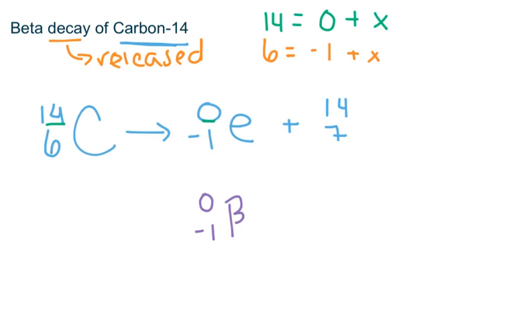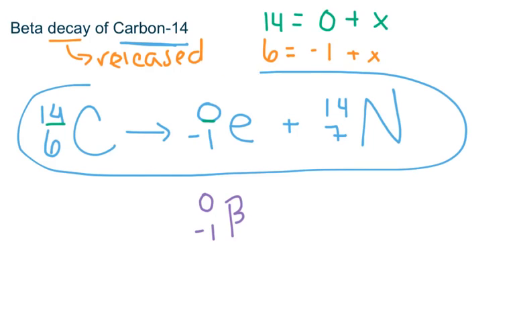Well, now we need to figure out the symbol of this new element. Well, we go to the periodic table. We look at the element that has an atomic number of 7, because remember, that's the identity of the element. And that element is nitrogen, which has a symbol N. So this is the whole decay equation for the beta decay of carbon-14. So that's the first type.